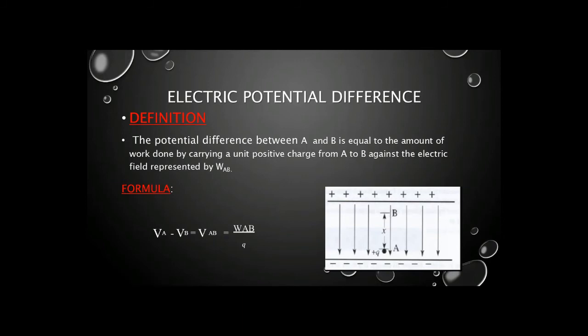As a result of this change in potential energy, there is also a difference in electric potential between location A and location B. So this difference in electric potential is represented as the electric potential difference.